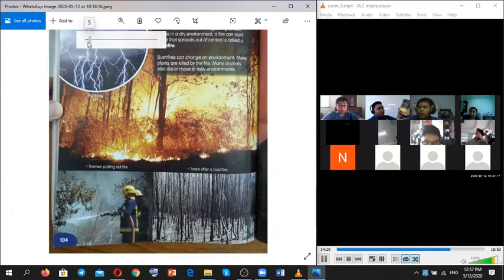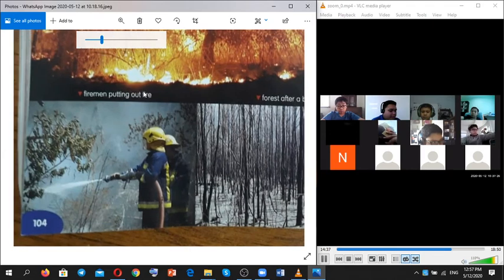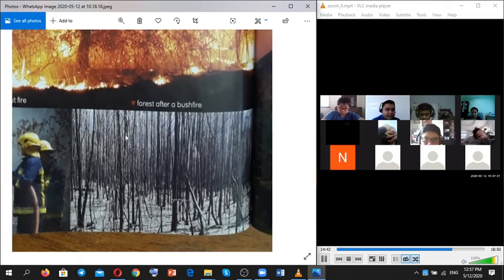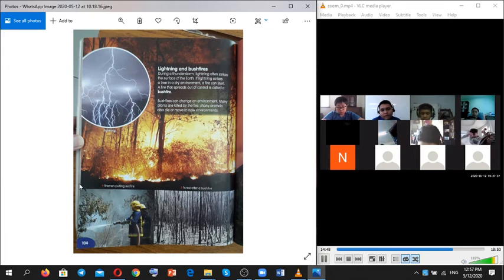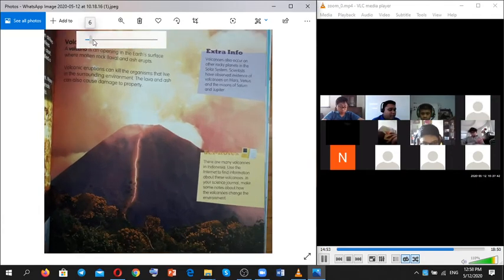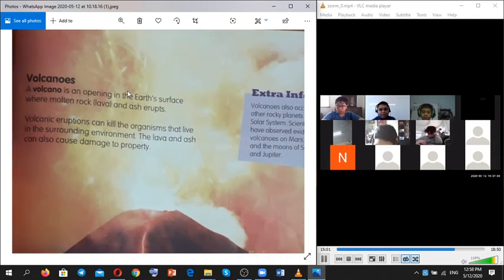So what do we do when there's a bushfire, Rizan? We have a picture here. It says here, fireman putting out fire. And then we have here, forest after a bushfire. So in Malay we call them bomba, the fireman, is it right? They're using a special chemical. They're not only using water. They're using some kind of mixture with powder to control the bushfire, because it's not easy to control a bushfire, because it's something natural.